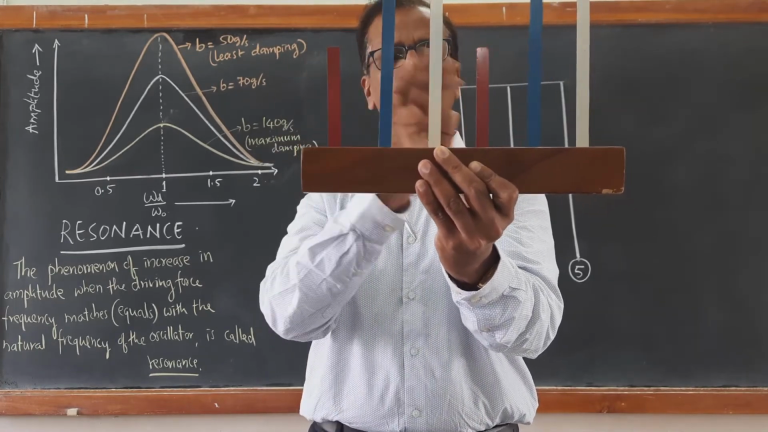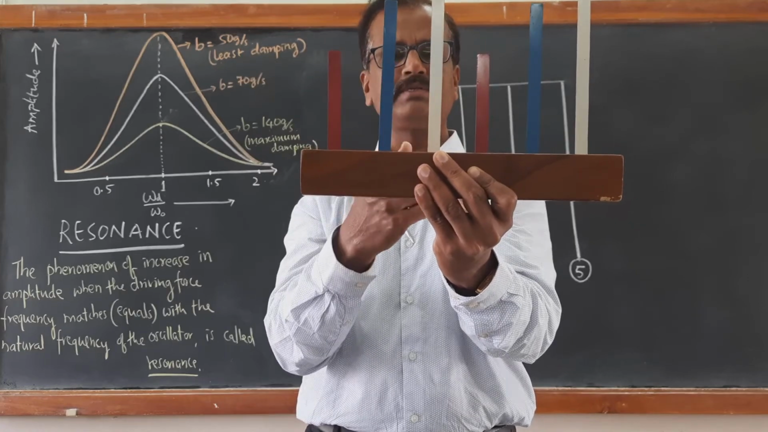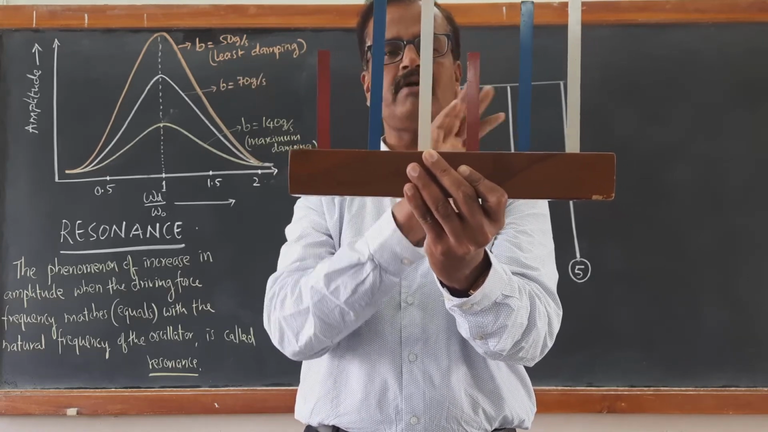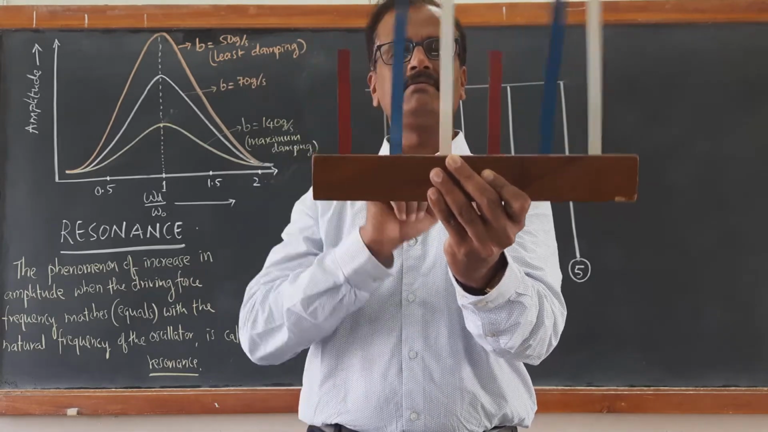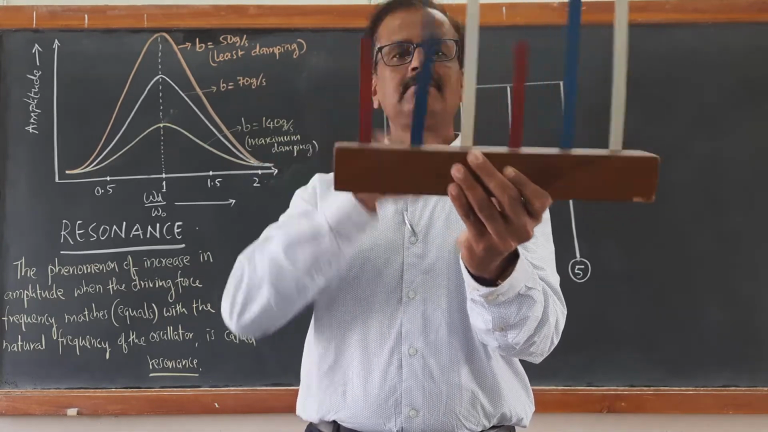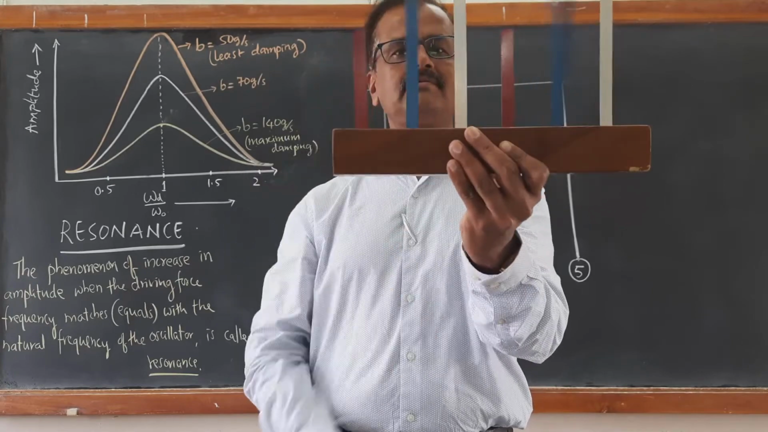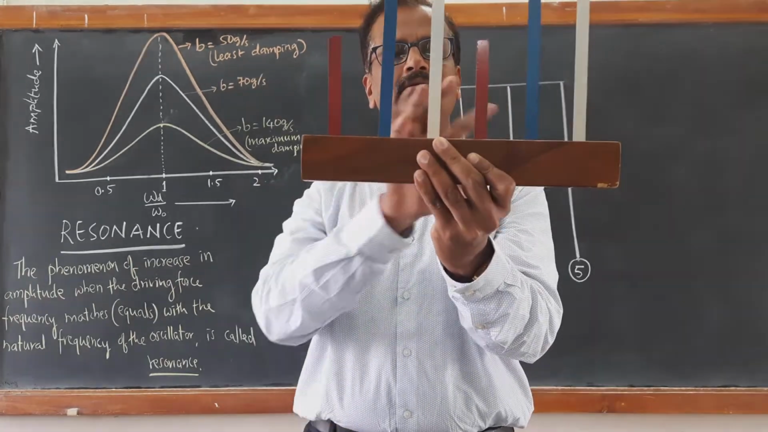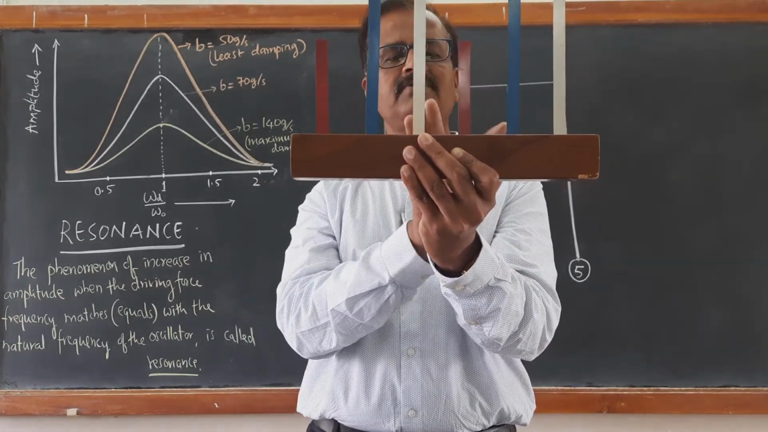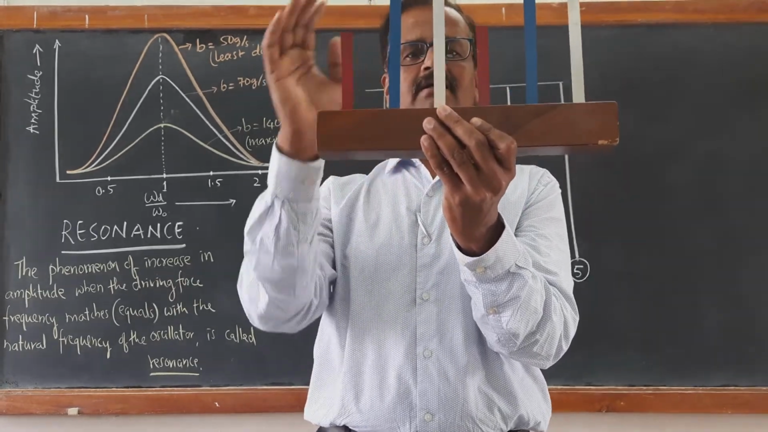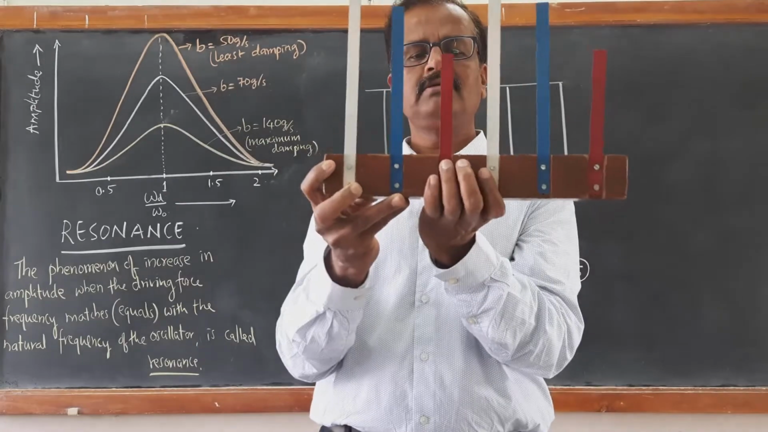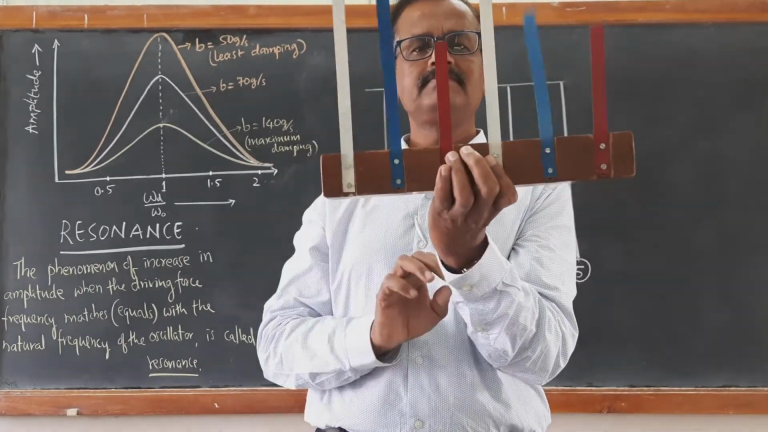The others are also oscillating with their own natural frequencies, but their frequencies are not matching with the frequency of this one. And the frequency of the strips of the same height, they match, and the resonance is caused. The resonance is observed.